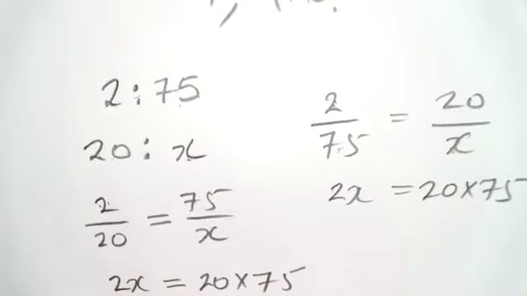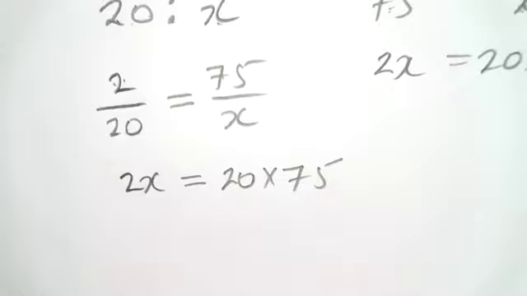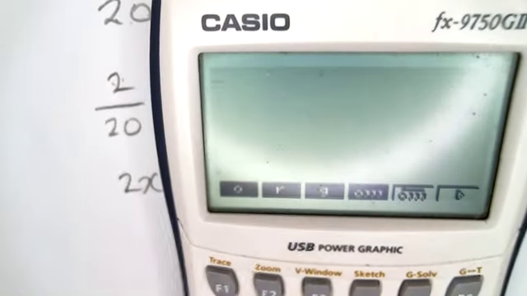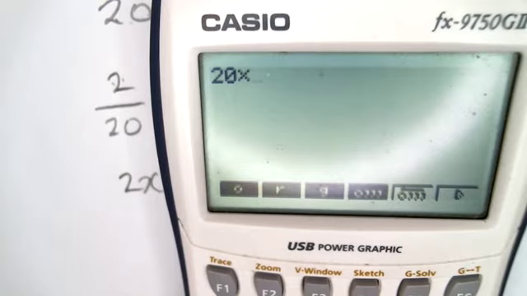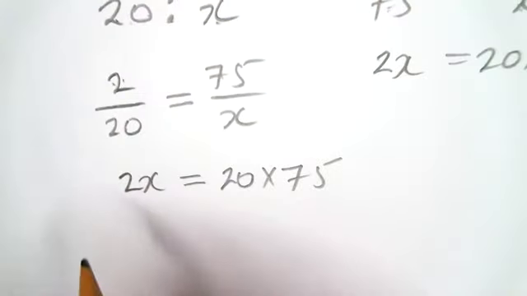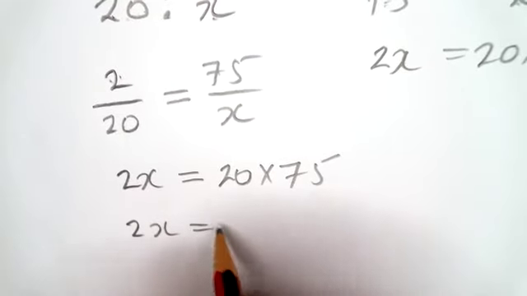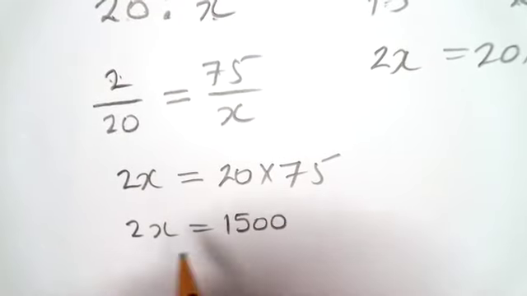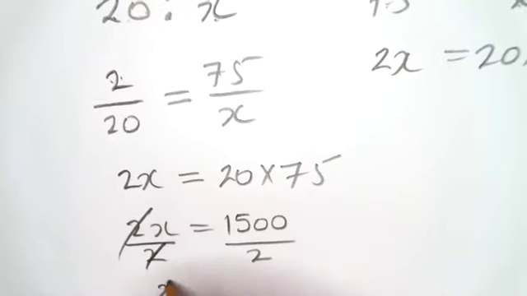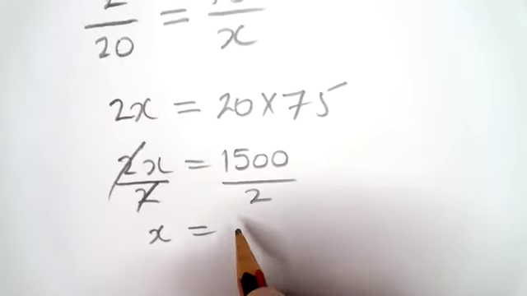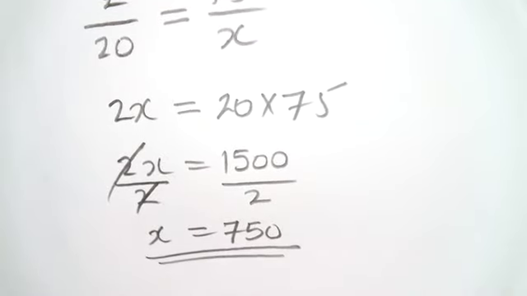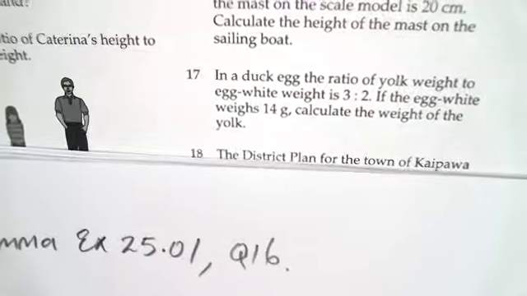Well, let's see if this does come to 750. Well, we've got 20 times 75. What's 20 times 75? 20 times 75 is 1,500. So we've got 2x equals 1,500. We're going to divide both sides by 2, leaving us with the value of x. And 1,500 divided by 2 is 750. So x is 750.